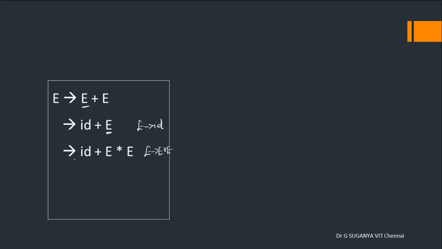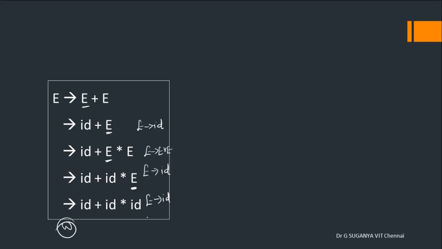Fine. Now from the left, this is the leftmost non-terminal. So using E gives ID, that will get expanded to ID. Finally, from the left, this is the leftmost non-terminal. So E gives ID could be used in order to arrive at the word W. This is derivation, that's what we have seen earlier.